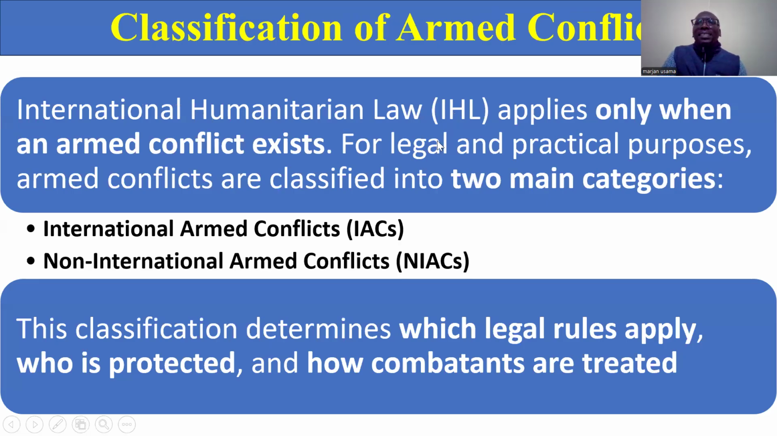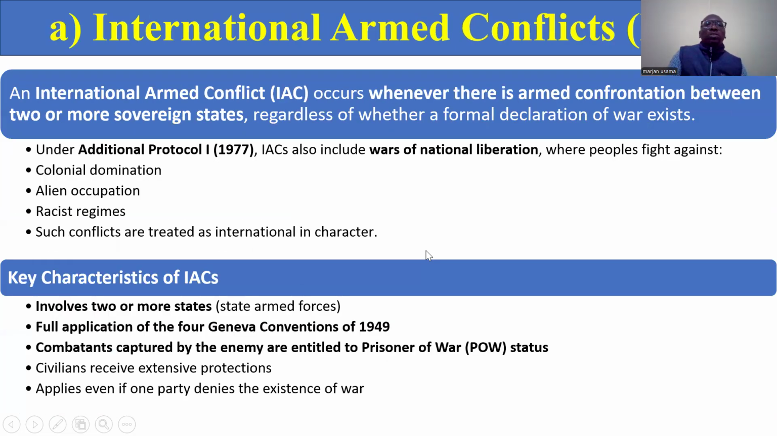Now, another important thing is the classification of armed conflicts. Are all the conflicts in this world the same, or are they different? So, international humanitarian law applies only when an armed conflict exists. For legal and practical purposes, armed conflicts are classified into 2. Number 1, international armed conflicts. Number 2, non-international armed conflicts. Okay. Now, what is the difference between the two?